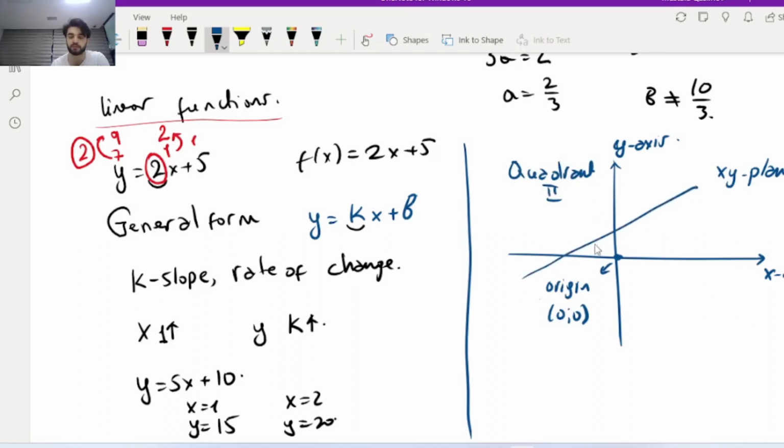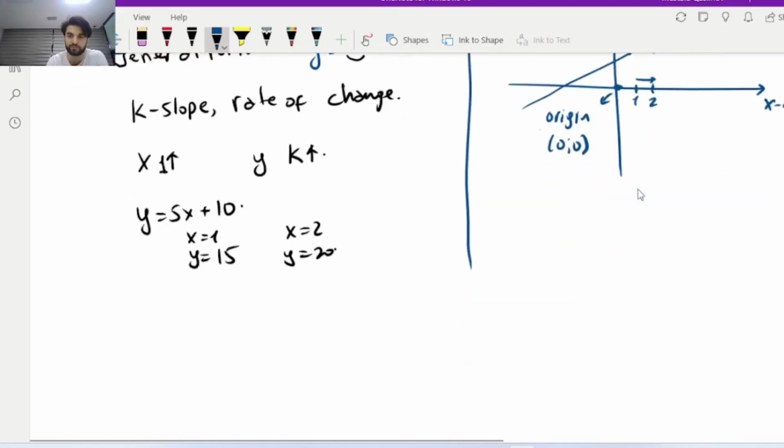Okay, let's say this one is slope. This one is the graph of a linear function. For example, let's say here is 1, here is 1, here is 2. When we increase x by 1 unit, it increases this length, increased by this unit, this measure.